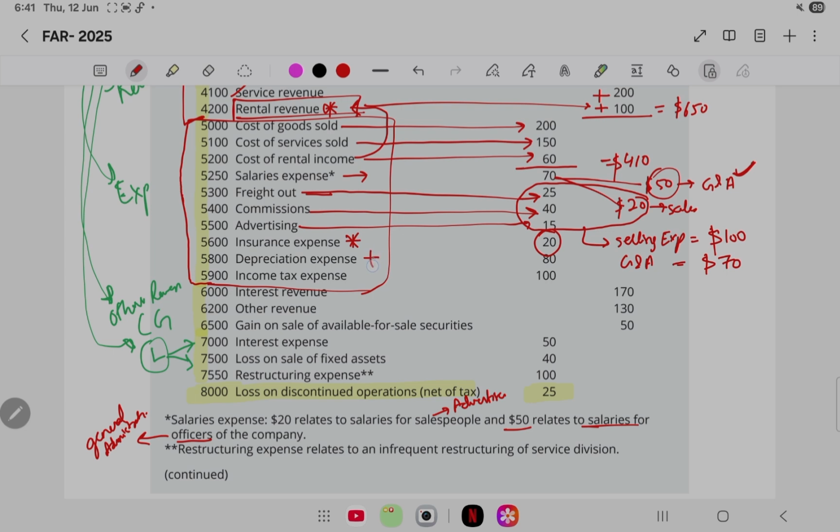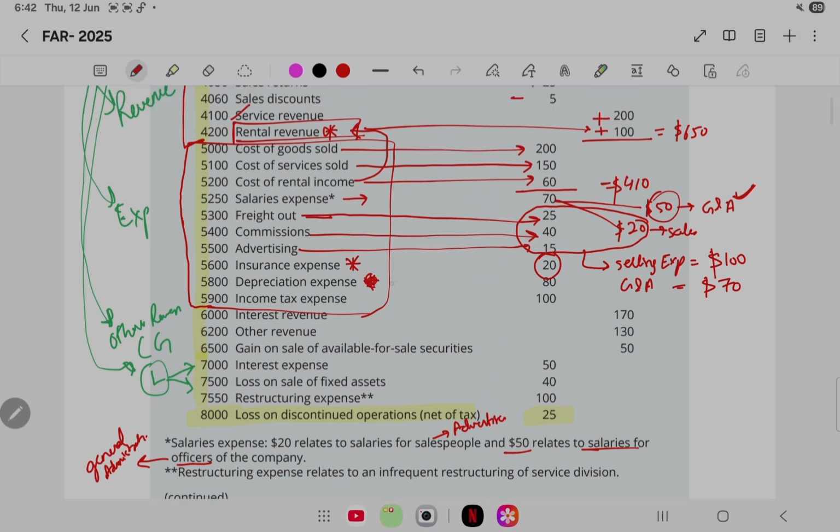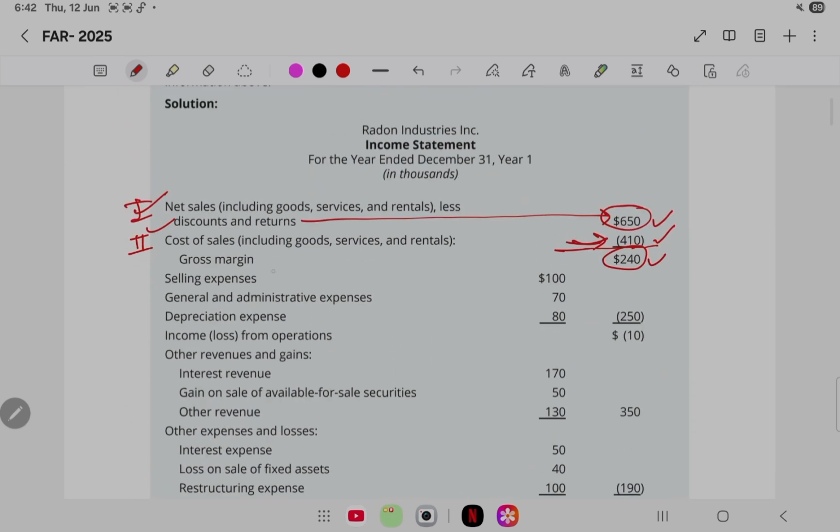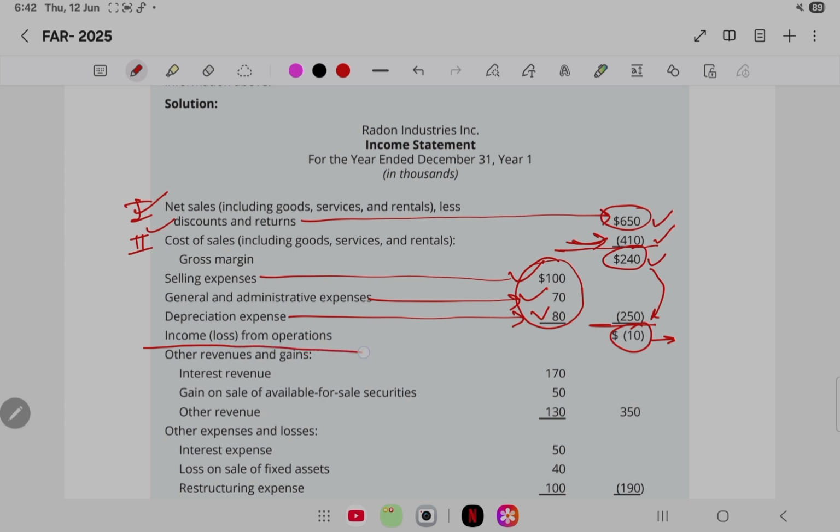Okay, now in depreciation, the depreciation item is 80. The third item will be depreciation and $80. So what are these? 170, 80. Selling expenses 100, general and administrative 70, depreciation 80. All these are operating expenses. We have subtracted and we get a loss from the operating income.